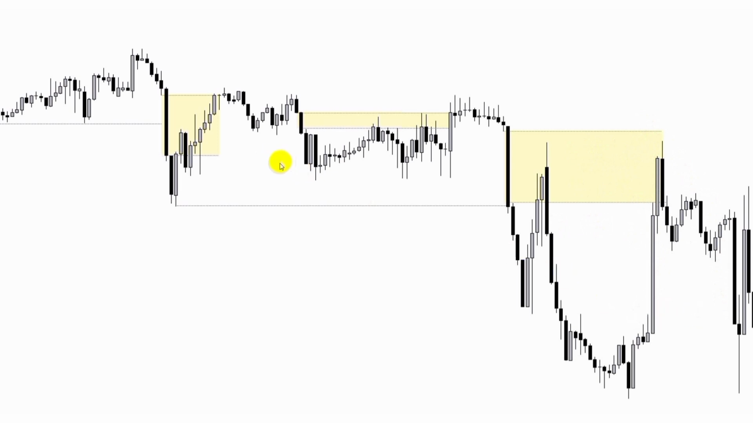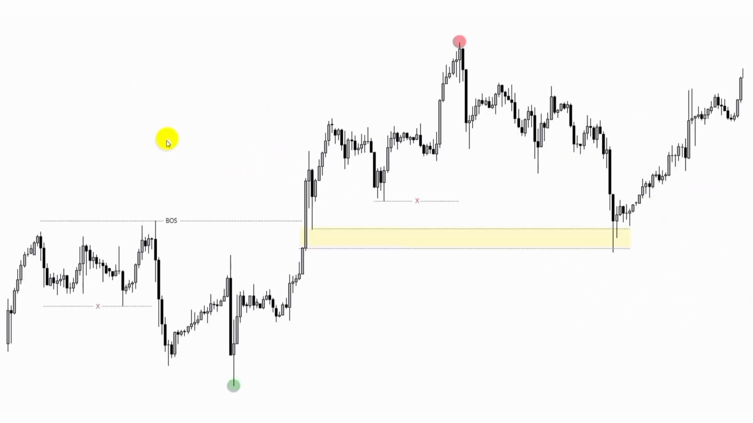So now you would see what? Imbalance price delivery in the charts. Price in the future will actually return to rebalance its price delivery. So now let's look at this example. This is a bullish condition.